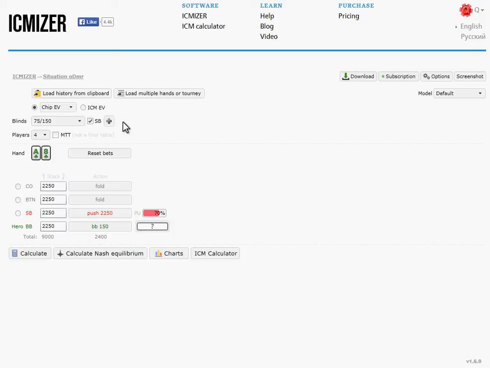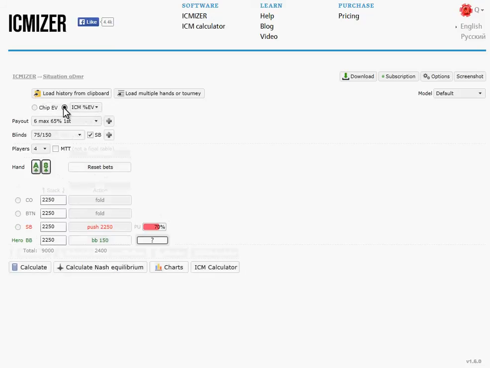Chip EV mode is mostly applicable in heads-up scenarios where the payout becomes irrelevant, or when you are analyzing a cash game pre-flop spot, for example, as a short stack or as a big stack who is having some troubles against some aggressive short stacks who are pushing, and when you want to find out the correct decisions against that kind of players. However, ICMIZER is usually used in cases where we want to take the payout structure into account and when we want to take ICM expected value into account.